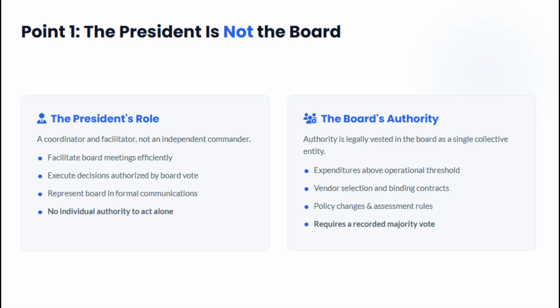But here's where it gets complicated. Governing documents vary. Some grant the president limited unilateral authority for routine operational matters. Others require a majority vote for almost everything. And in practice, those lines blur constantly, especially in smaller associations where the president is also the most engaged volunteer, and it's just easier to let them handle things. That convenience is a liability waiting to materialize.